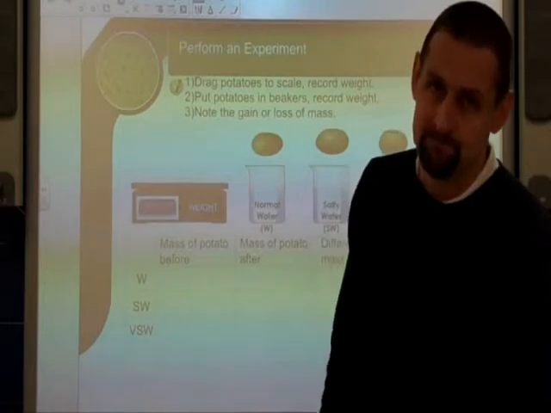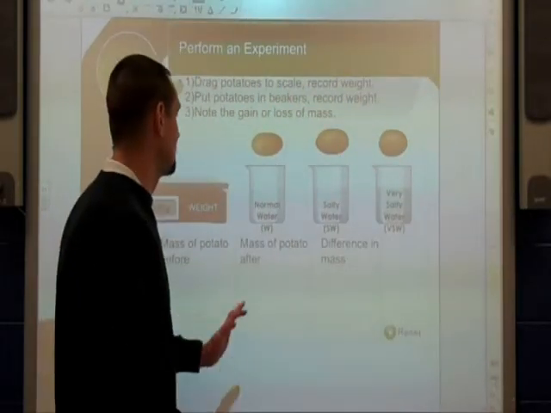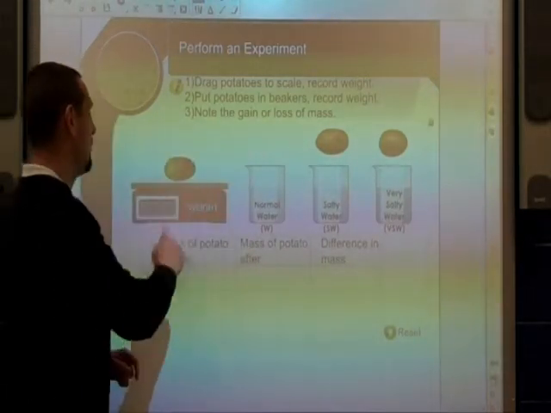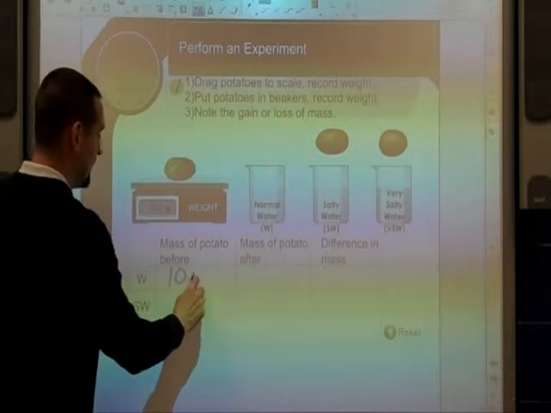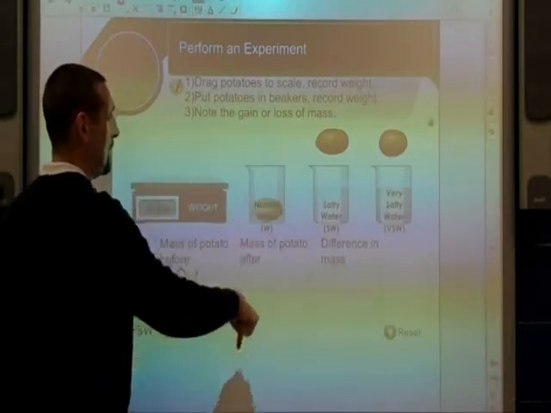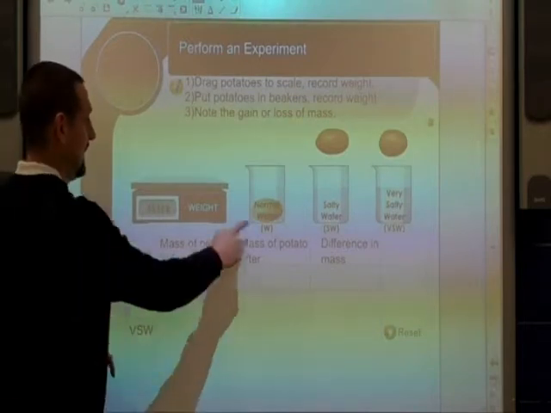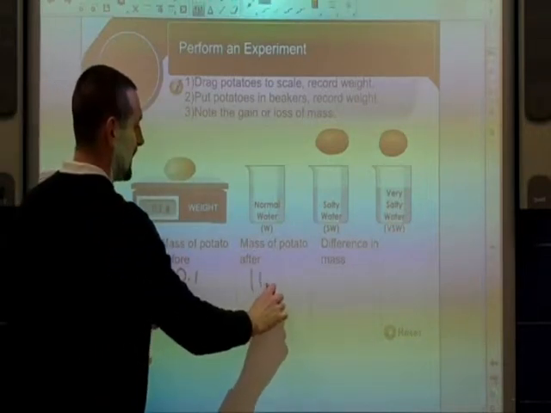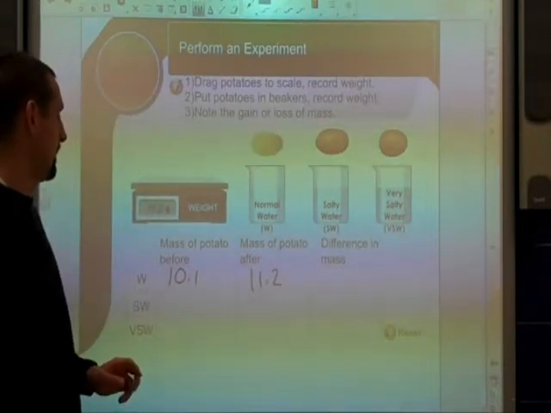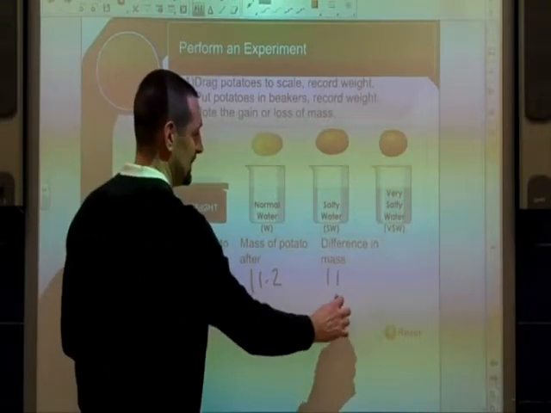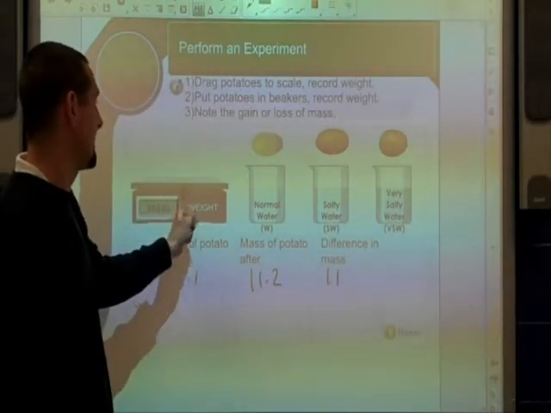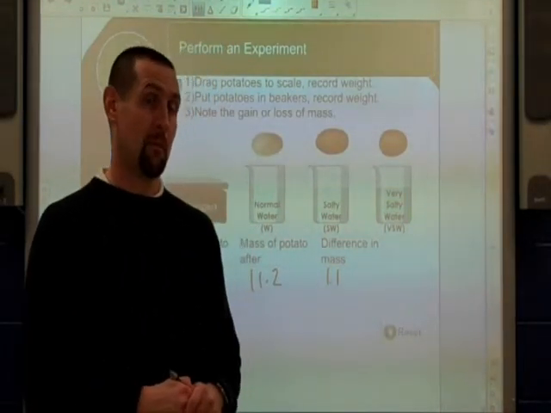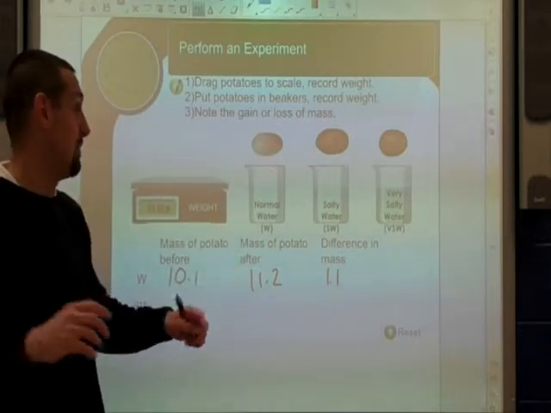Now we can do a little experiment. In our experiment, we want to see what happens when we put our potato cells into different types of water. So the first thing we're going to do is weigh our potato. 10.1 grams. Then we plop it into some normal water. We wait for a while. After we're done, we weigh the potato again. In this case, the potato has picked up some weight, 11.2 grams. And we can find a difference of 1.1. Now, if the potato cells are swelling, that means that I put it into a hypotonic solution. They're swelling like a big O.